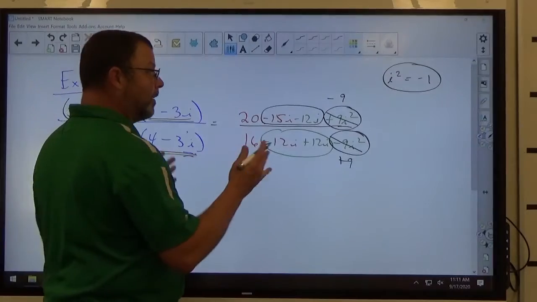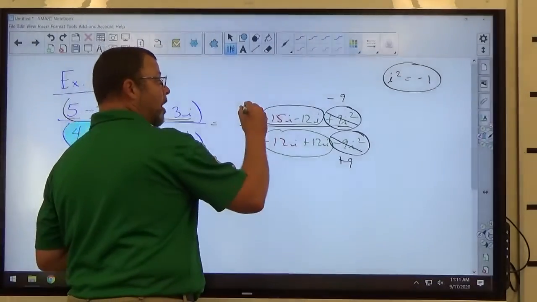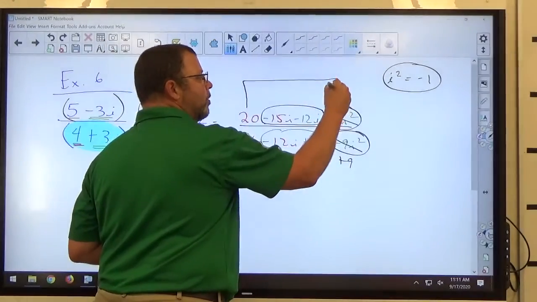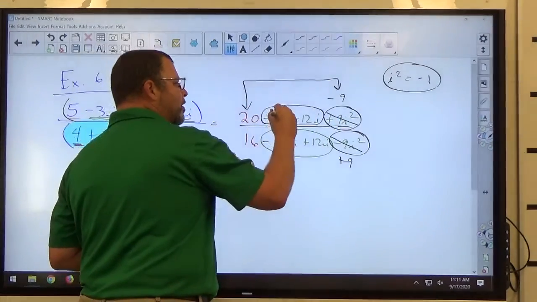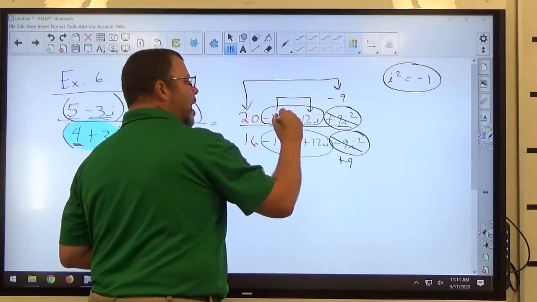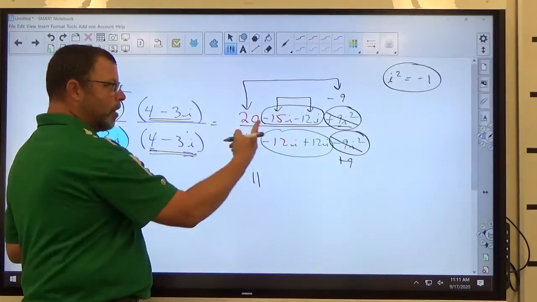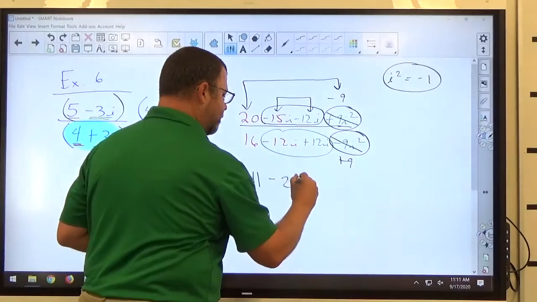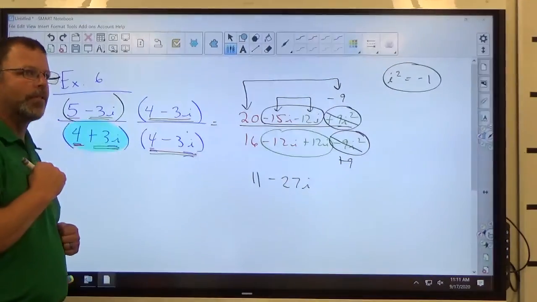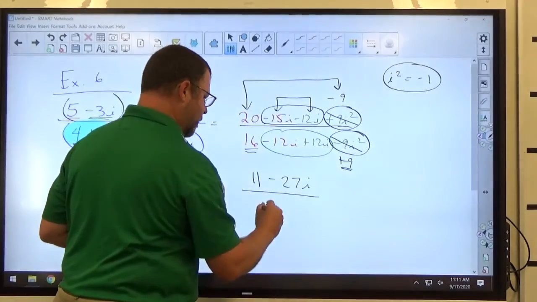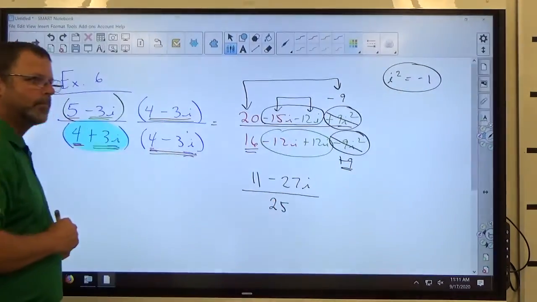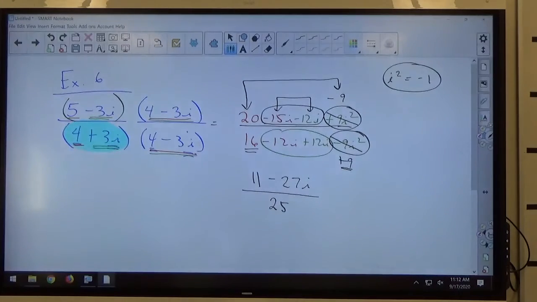So on top, if I simplify as much as I possibly can, I've got a real number 20 being subtracted by a real number 9. That makes a real number of 11. I have an imaginary number negative 15i being added to an imaginary number negative 12i. They're both negative, so I'm going to add them together, and it's a negative answer. And on the bottom, I've got a real number 16 and a real number positive 9 being added, which makes 25. So 11 minus 27i on top is the simplest form of the top. 25 on the bottom is the simplest form of the bottom.